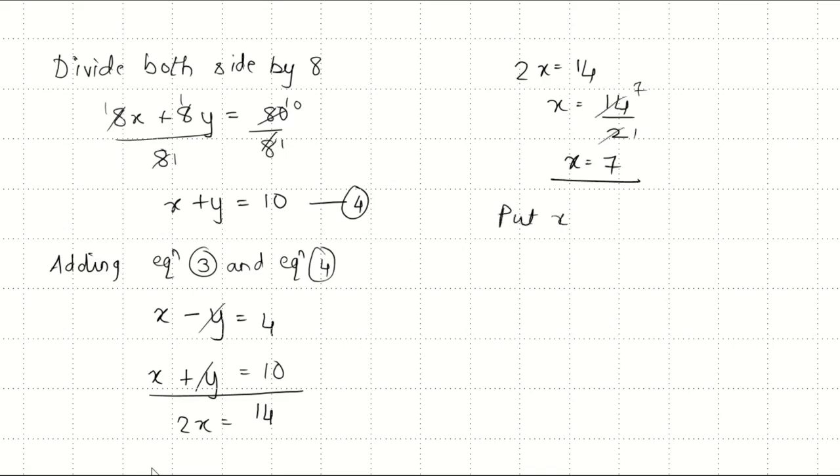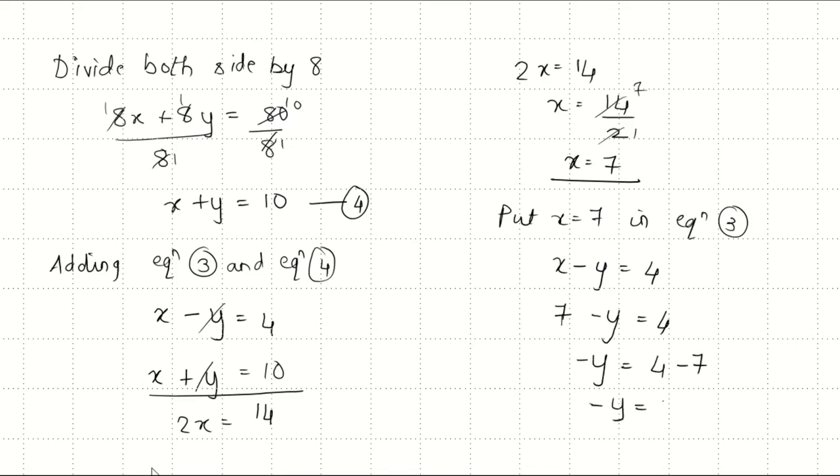Put x is equal to 7 in equation 3. X minus y is equal to 4 is equation 3. X is 7, so 7 minus y is equal to 4. Minus y is equal to 4 minus 7. So minus y is equal to minus 3. Minus and minus gets cancelled. Y is equal to 3. Solution: x is equal to 7 and y is equal to 3.